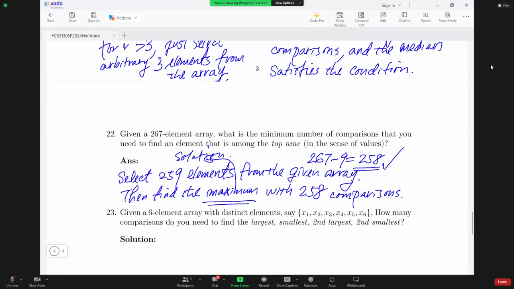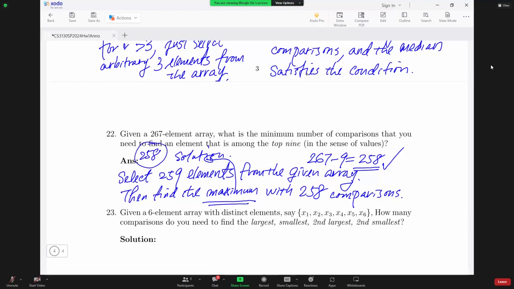Yeah, because this number eliminates 255 other elements. It beats that many elements, so it is better than 255 elements. So this number must be among the top 9. No way to go below top 9, right? There is no way this number can be below top 9. So this answer is 258.